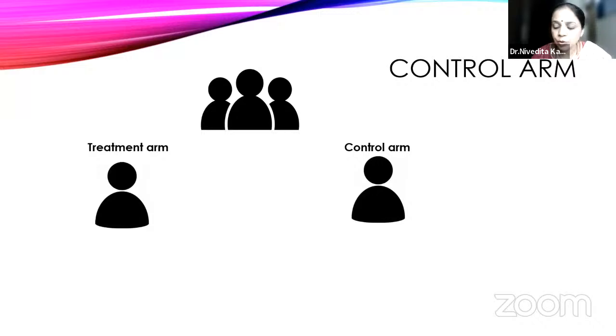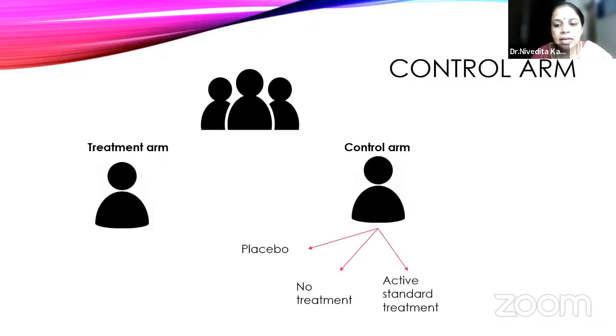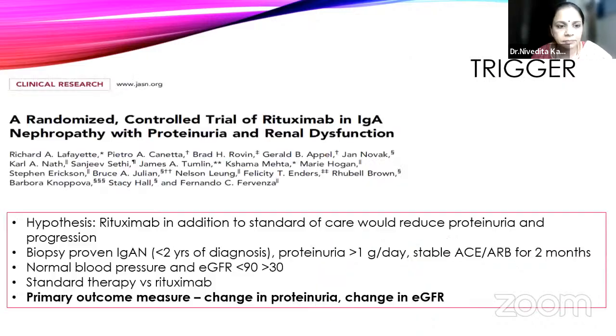So what does the control arm actually get? They could get a placebo. We have already discussed that. There could be no treatment. But again, that doesn't allow us to blind. Active standard treatment, which is the recommended course, and sometimes you could use a dose comparison as well.